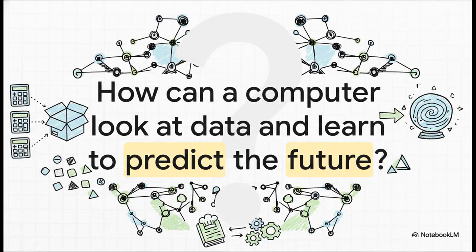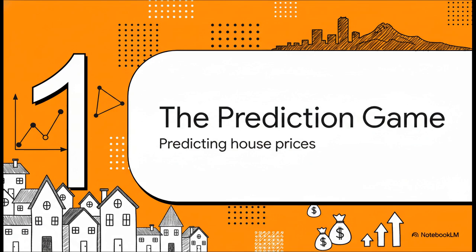So let's start with the big question you see here. How can a computer, which at its heart is just a really, really fast calculator, look at a bunch of data and somehow learn to predict stuff it's never even seen before? It's a fantastic puzzle, and we're going to solve it together, piece by piece, starting with an example you've definitely heard of. All right, to kick things off, we're diving into what we'll call the prediction game.